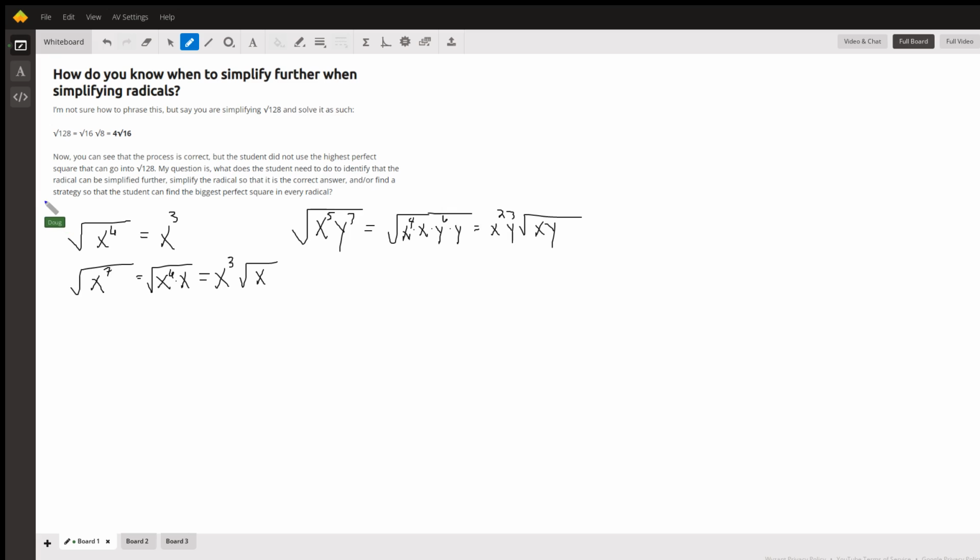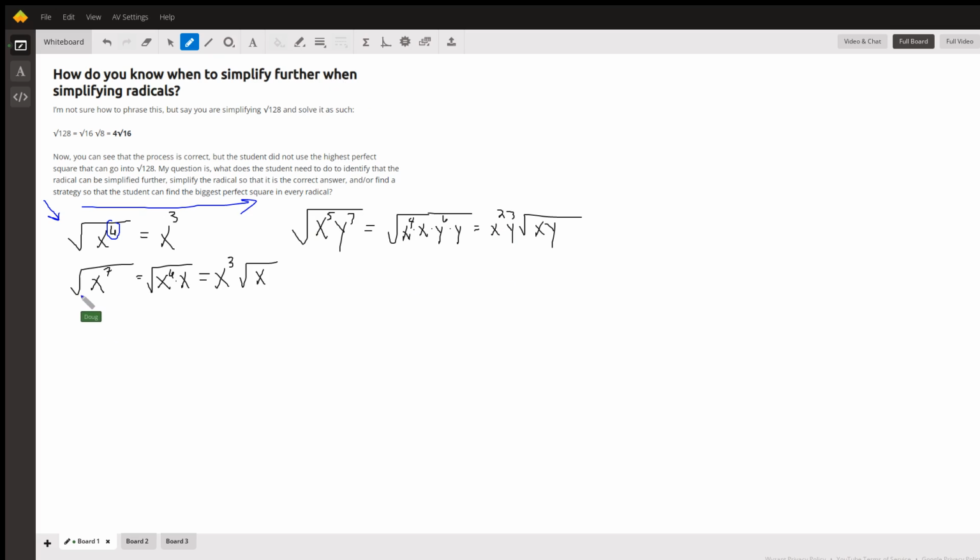But here's the thing you have to be aware of. If you have something like the square root of x to the sixth, you can take half this exponent to get the square root, which will be x cubed. And we're assuming in these examples that x and y, or the variables, represent positive numbers, so we don't have to worry about absolute value symbols.